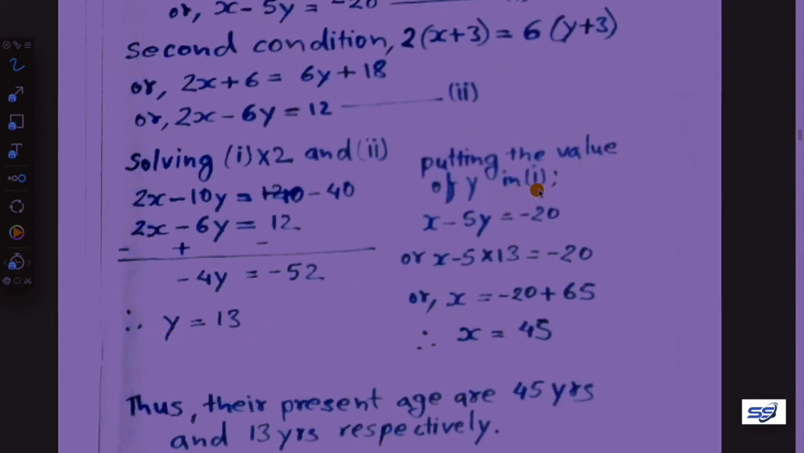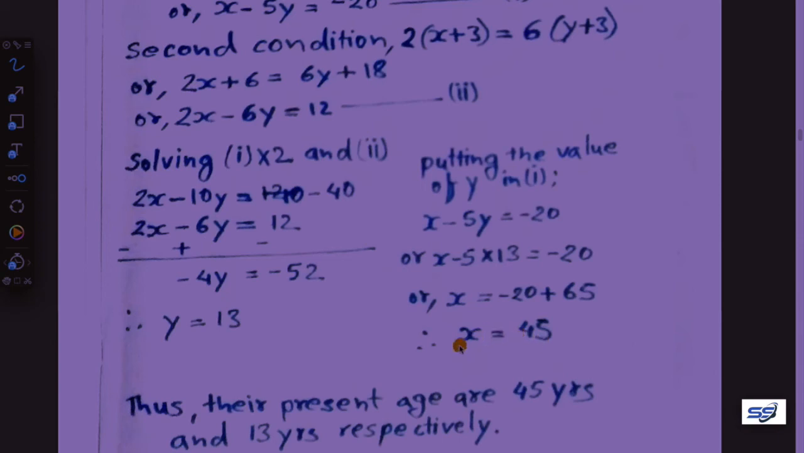On putting the value of y in equation 1, now this value of y shall be kept into equation 1. If we put the value of y in equation 1, then x minus 5 into 13 equal minus 20. Here comes x minus 5y equal minus 20, or x equal minus 20 plus 65. It means 13 into 5 is 65. So on changing side of 65, it comes as plus, so minus 20 plus 65. Therefore, x equal 45.